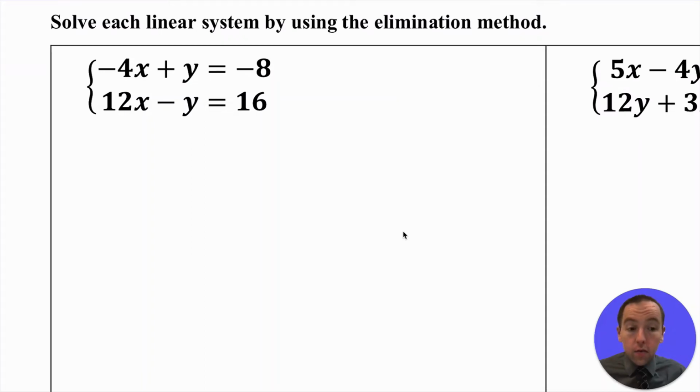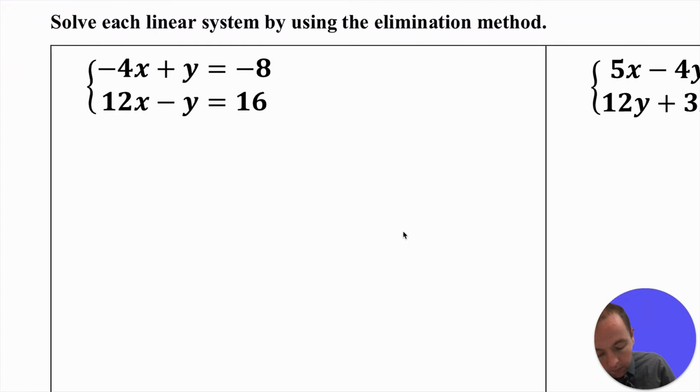What we're asked to do now is to solve the linear systems, but we're specifically going to do so and illustrate through the elimination method. Ultimately, what the elimination method is going to try to accomplish is to eliminate one of the variables so that we're only left with the other variable, which we can solve for, and then substitute that in to find the other variable's value that we had eliminated.